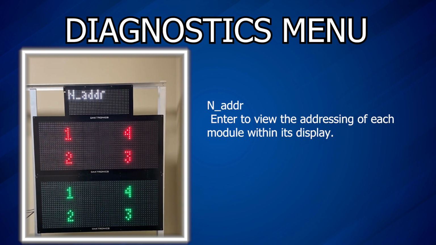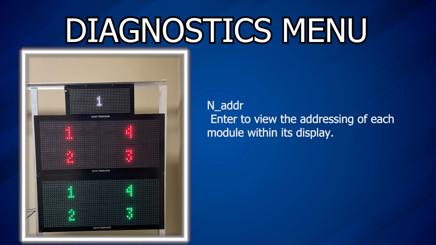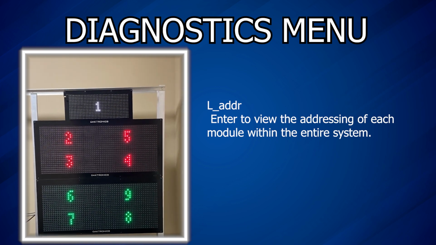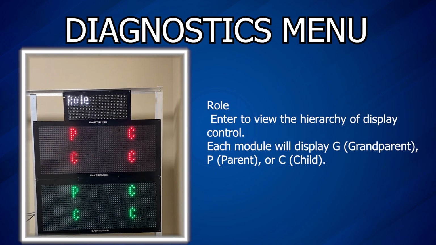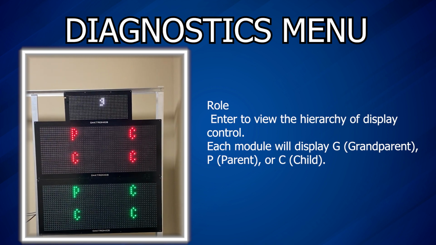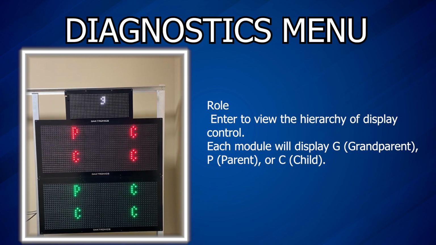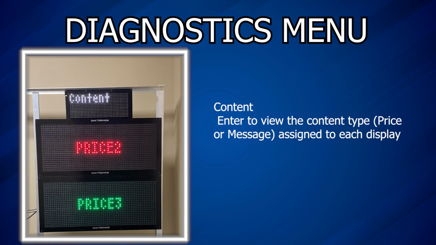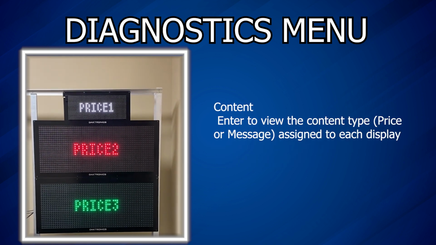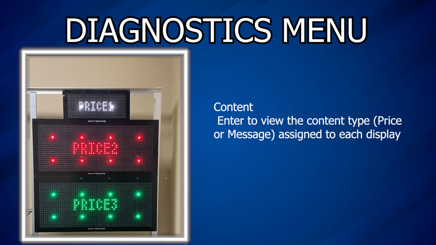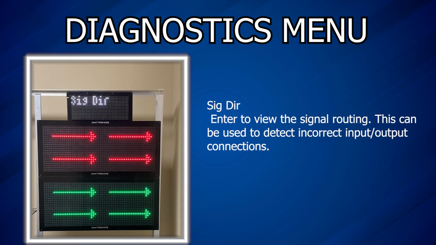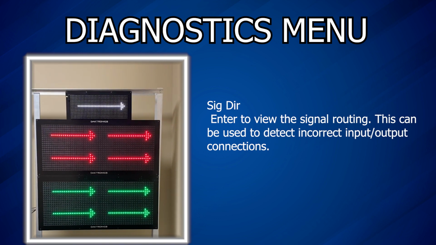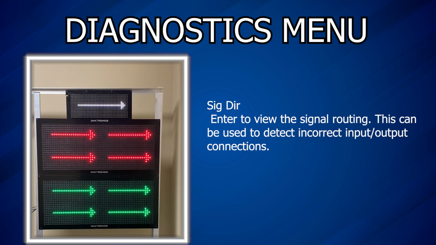You can view the addressing of each module within its display or the addressing of each module within the entire system. The role, which will show the hierarchy of the display control. Each module will display a G for grandparent, P for parent, or C for child. The content will view the content type assigned to each display as configured. The signal direction will view the signal routing, and this can be used to detect incorrect input-output connections.